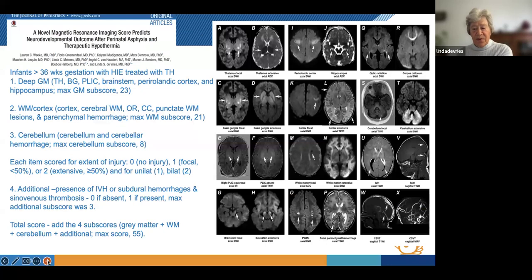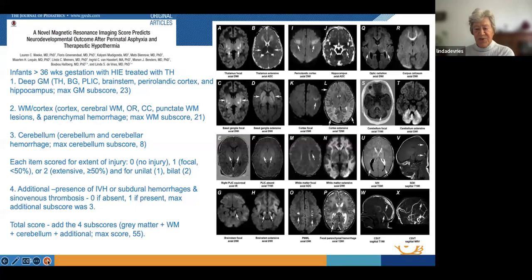To make life a little bit easier, we came up with a new scoring system in 2018 with Lauren Weeke as the first author. And here we see all these small pictures of the different problems that we can see on the MRI. And we score them as being focal or extensive, unilateral or bilateral. And all these points are added up for the deep gray matter, the white matter, the cortex, also the cerebellum, and also the spectroscopy if you have it. And then adding up the score, you can get to a maximum of 55.